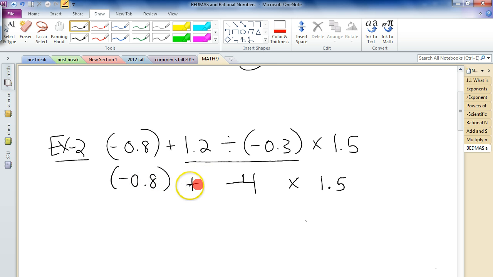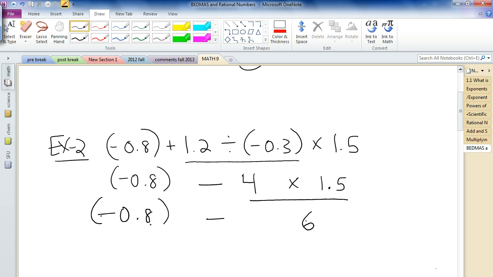Now let's bring everyone else down. We've got a double sign here, a plus minus. That will just become a minus. Alright, next we're going to multiply these together. Multiplying comes before adding or subtracting. 4 times 1.5 we did above. That's going to be 6. Bring down the minus and bring down the negative 0.8.